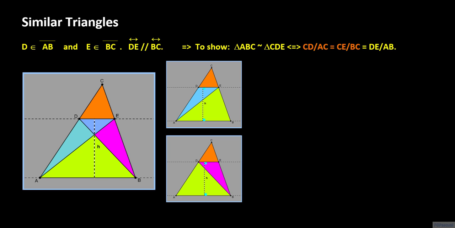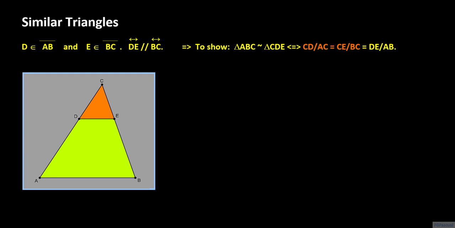To proceed, we take triangle ABC and triangle CDE again. On segment AC, we construct the point C prime so that the length of segment AC prime is the same as the length of segment CD. Then we take line BC, and through the point C prime, we construct the line that is parallel to line BC. We name the intersection between this parallel line through C prime and segment AB as B prime.